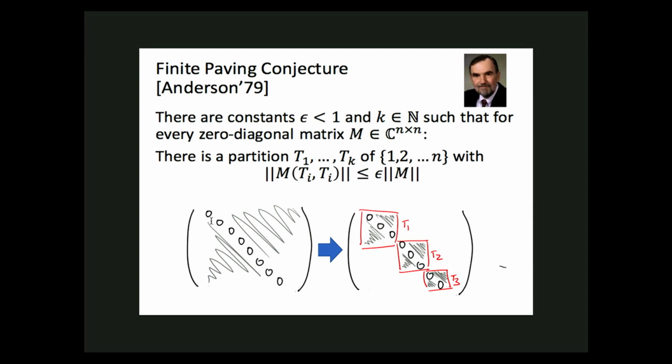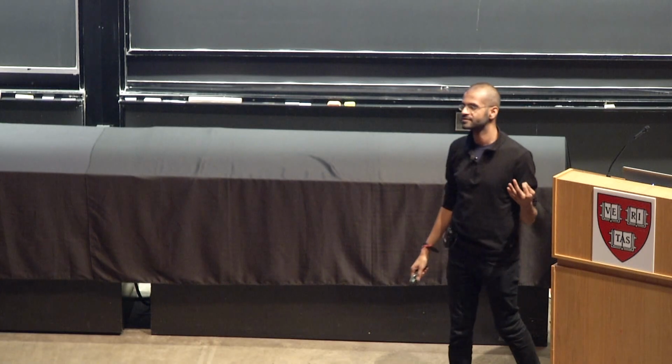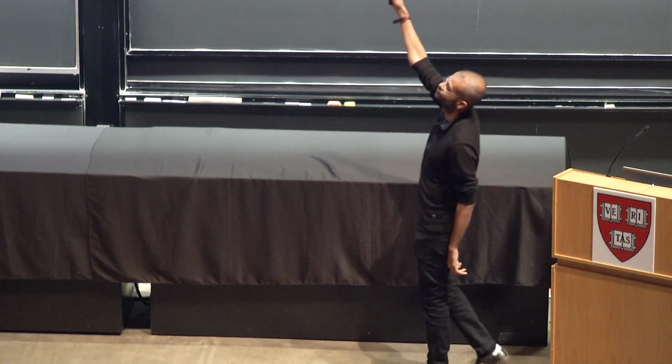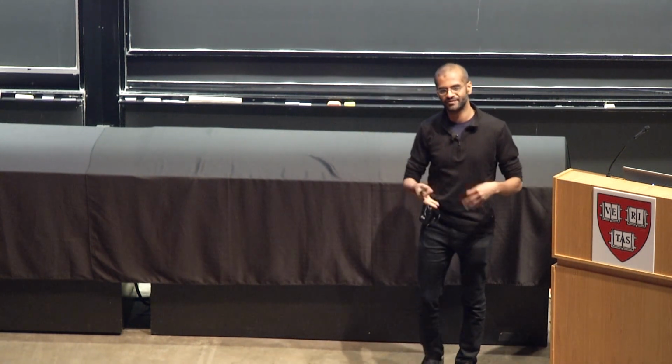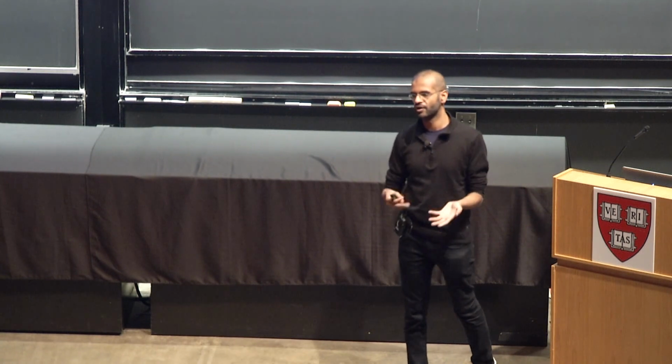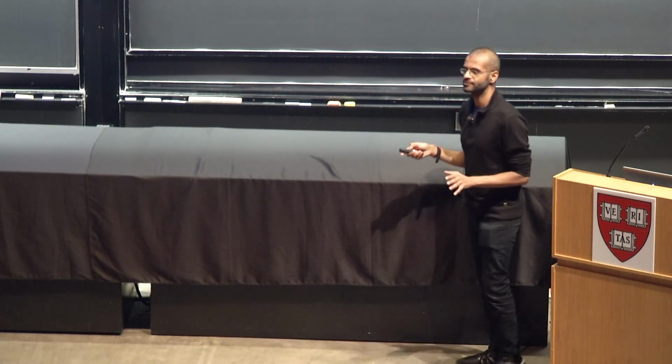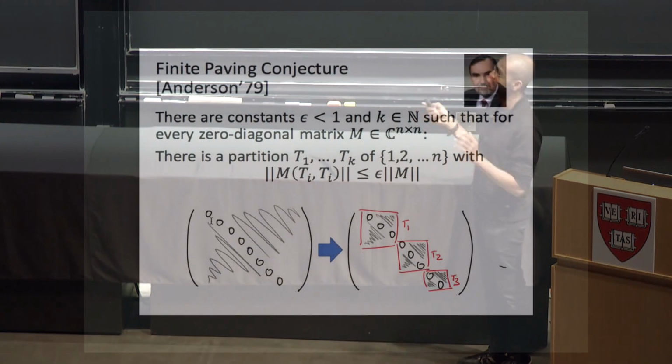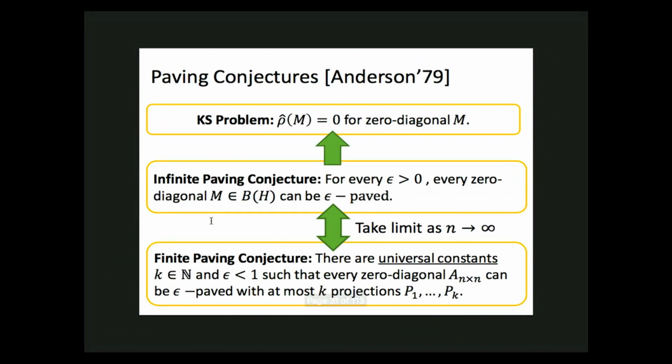So two things to note here. One is it's absolutely crucial that the constants epsilon and k don't depend on n. This is a conjecture for matrices of all sizes. And also, it says here that you just need epsilon strictly less than 1, whereas in the previous conjecture, you needed to do it for arbitrarily small epsilon. Well, that's not really a difference, because if you can prove this, then you can take pavings of pavings of pavings and make epsilon as small as you want by iteration. Okay. So this is the conjecture. And what Anderson proved is that by a limiting argument, this is equivalent to the infinite paving conjecture.